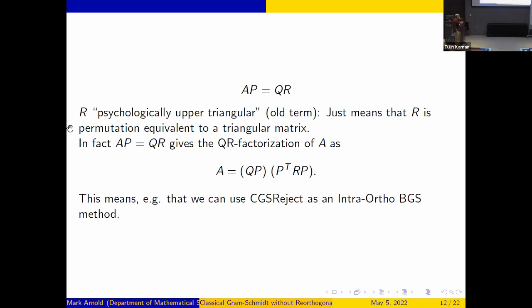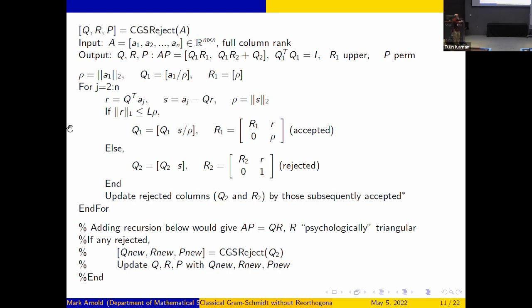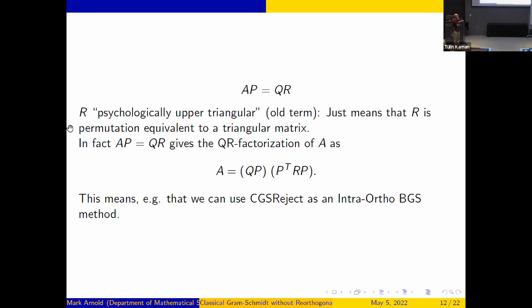Okay, so this is what I mean by psychologically upper triangular. It just means that R is a permutation equivalent to a triangular matrix. So it has just as many zeros as an upper triangular matrix. They're just in weird spots. And this permutation matrix P that we had in our algorithm can undo that and give this P transpose RP upper triangular form. And since Q has orthonormal columns and P is a permutation matrix, then this is a QR factorization of A, whatever letters I've used, right?